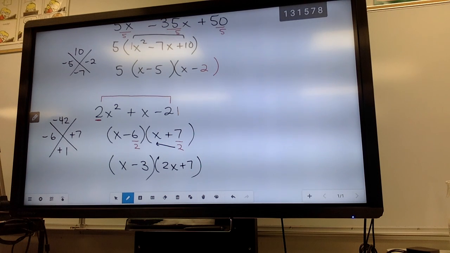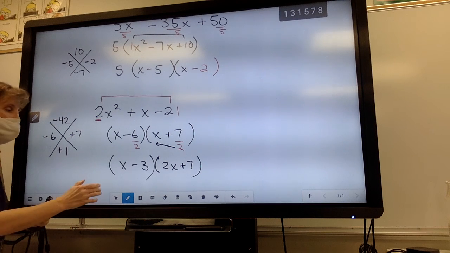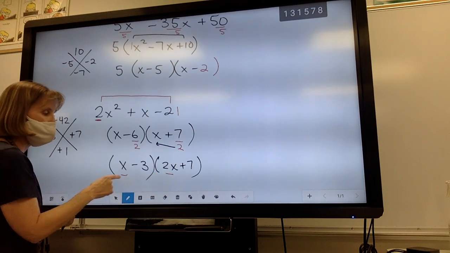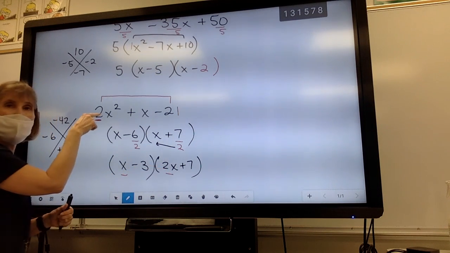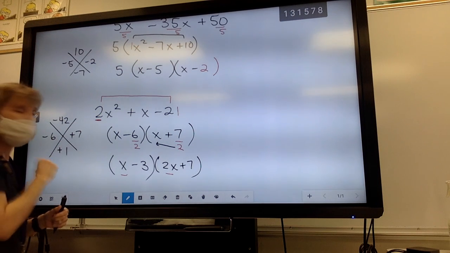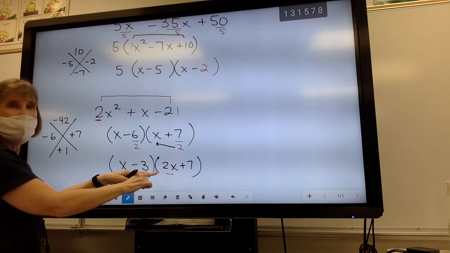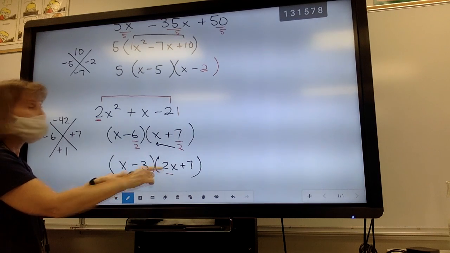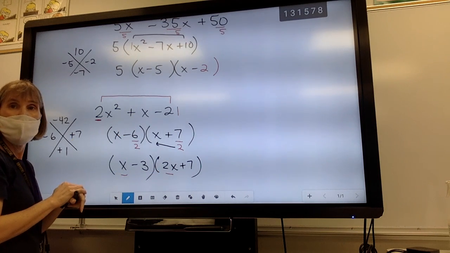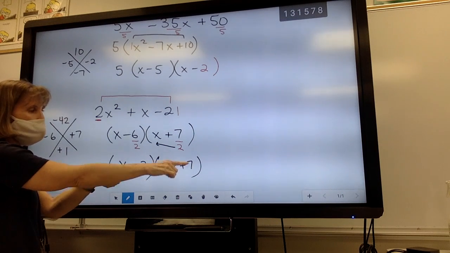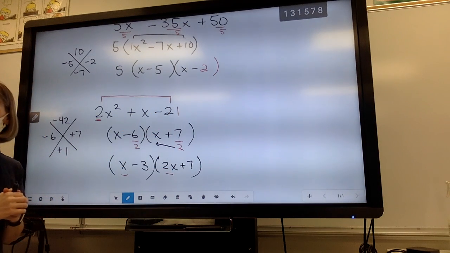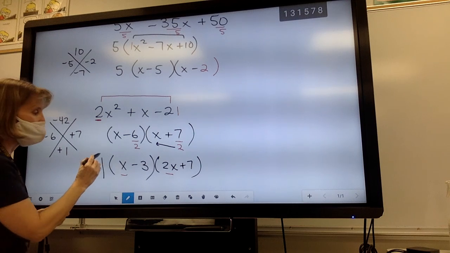Now, if I were to FOIL this to check my work, which we should always do, first term times first term, x times a 2x, is that going to give me a 2x squared? Yes. Outside product would be a positive 7x. Inside product would be a negative 6x. Does that combine to give me a positive 1? Yes. Last term times last term give me the negative 21? Yes. So this is our answer right here.